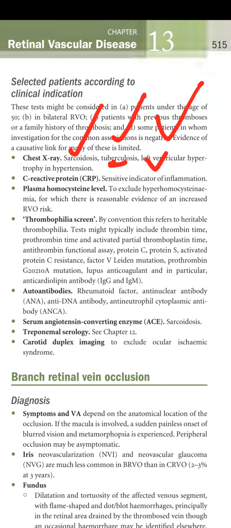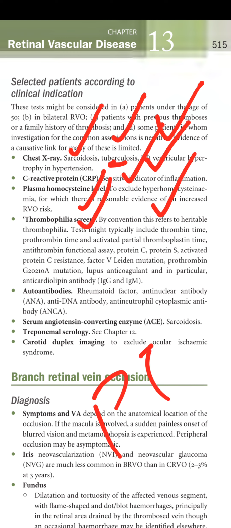C-reactive protein is a sensitive indicator for inflammation. Plasma homocysteine level to exclude hyperhomocysteinemia, for which there is reasonable evidence of an increased RVO risk. Thrombophilia screen can be done by convention. This refers to a heritable thrombophilia test, which might include thrombin time and prothrombin time. So PT, APTT are done, that is activated partial thromboplastin time, antithrombin functional assay, protein C, protein S.